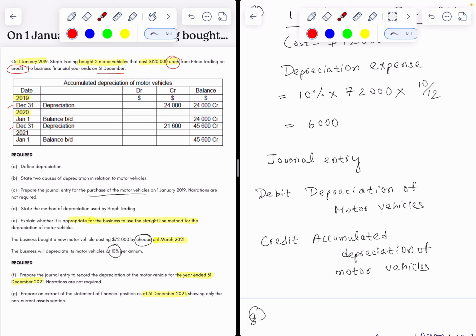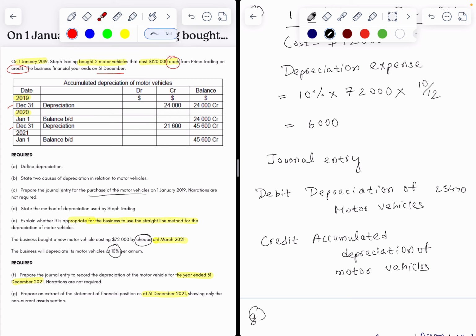So when we record the journal entry for part F, what we have to do as part of the journal entry is to record the depreciation expense. Every time we incur an expense, it is always debited. By default, expenses are debited, which means when they increase, we debit them. So we debit the depreciation of motor vehicles account, which is an expense account, and we debit it by $25,440 because we are recording the depreciation for the year ended 31 December 2021 for all the three assets.